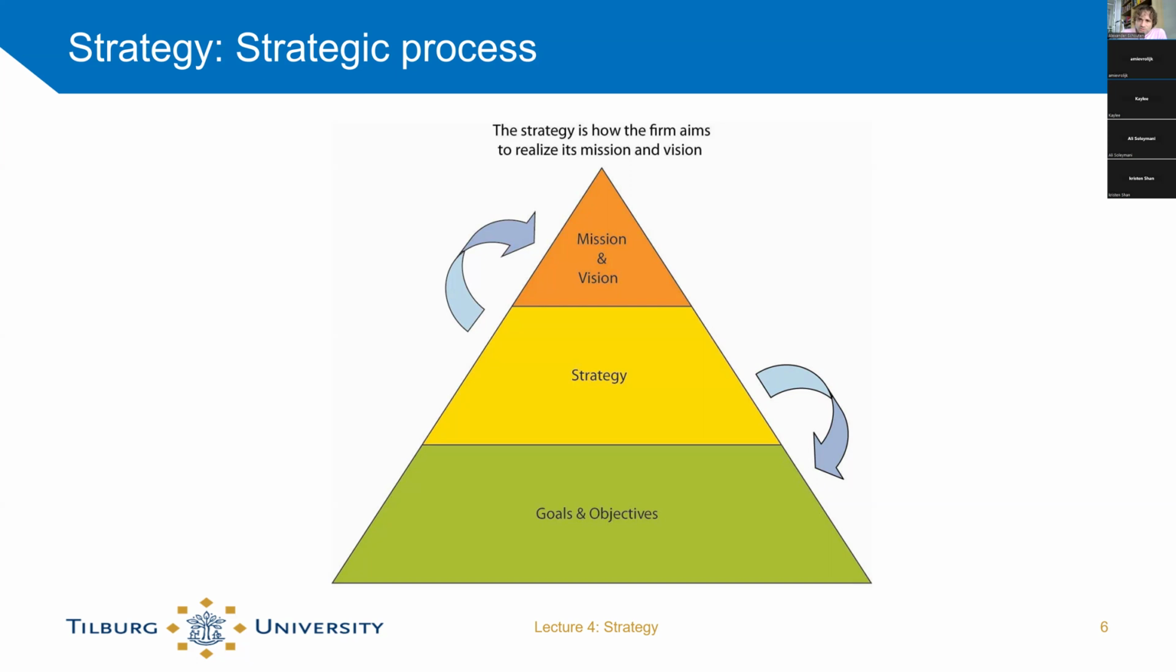And of course, it's not always that clear cut. Sometimes something happens in the environment which forces you to rapidly change your strategy. Maybe something happens that forces you to completely rethink what you are as an organization. So sometimes it's also bottom up. That's why you see this arrow to the left, strategy informing mission and vision. So usually we see it as top down, but it's also the other way around.